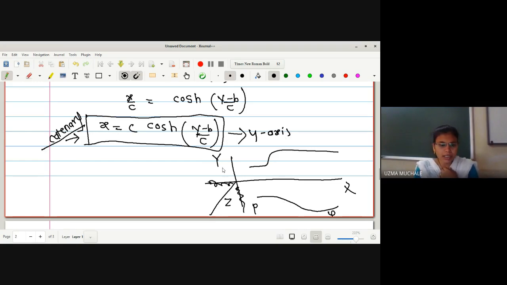Now, if you revolve about the x-axis, can you tell me? Can you just predict what will be the equation?